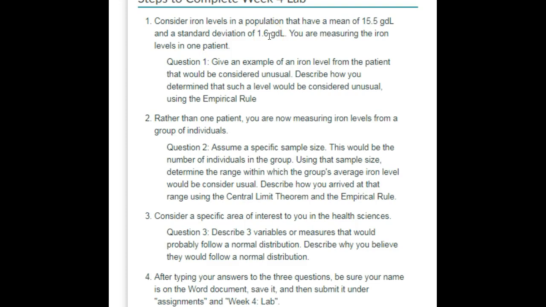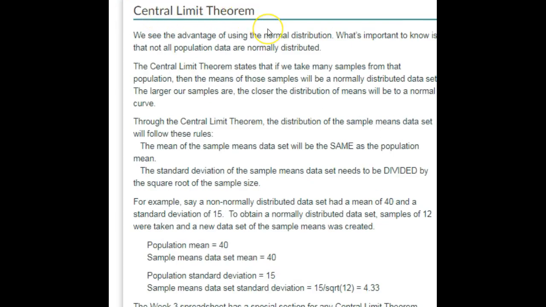And then we can find the values that are unusual or usual based on how many standard deviations away they are from the mean. Now, when we're looking at a group of individuals and the mean for groups of a certain size, the central limit theorem is what tells us that the means of samples of the same size will follow a normal distribution. And so jumping back to the week 3 lesson, we know that if we look at groups of the same size, the mean of those groups will follow a normal distribution.